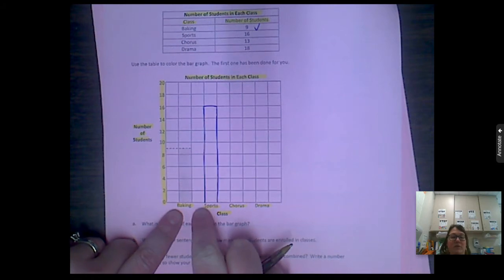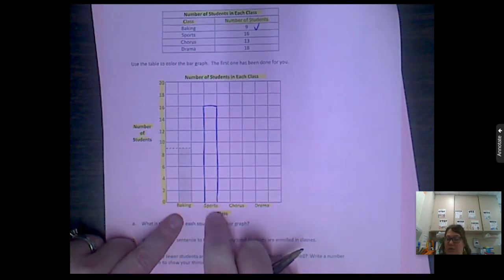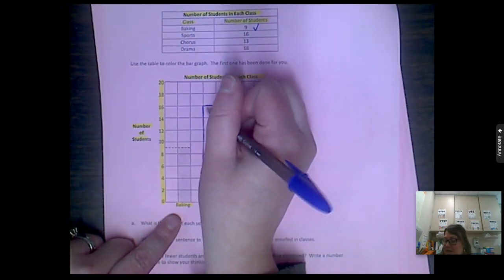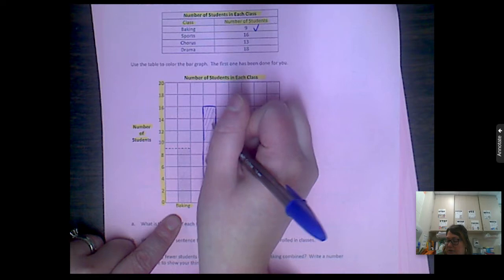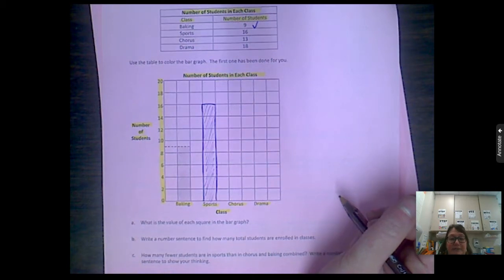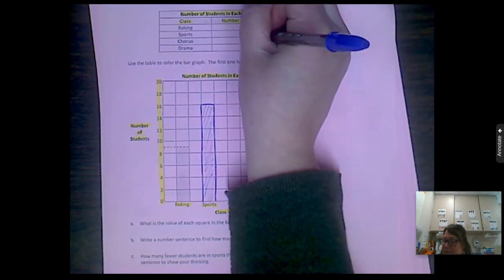And we'll keep 1 square as a space in between. So once you have that done, make sure that you're at the 16, because that's what our data chart tells us. So we're at the 16, and then you can just lightly shade in your bar. If you have a coloring pencil or a crayon, you could use that to shade it in lightly too. Okay, and then we can check off the sports.